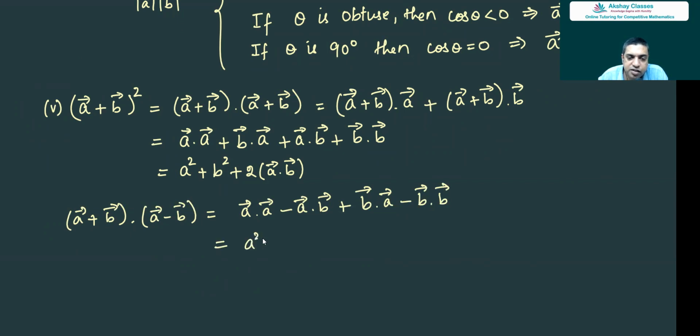So this is A square. Now this A dot B is same as B dot A. So we can write like this. So this and this cancels. So we get it is A square minus B square.